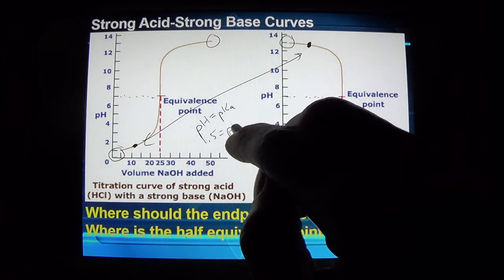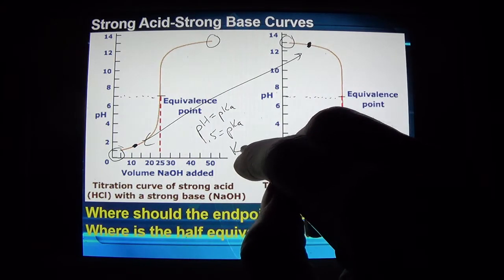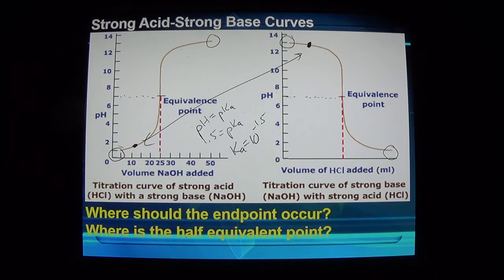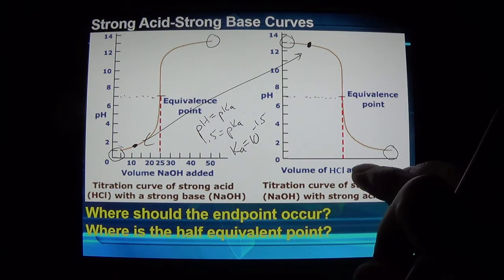Then I know that that equals the pKa, so Ka would be 10 to the negative 1.5. And you just plug it in your calculator, and there's your Ka of your unknown acid. And it's like a magical point, because now we know the Ka of our unknown acid. Pretty cool stuff, actually.